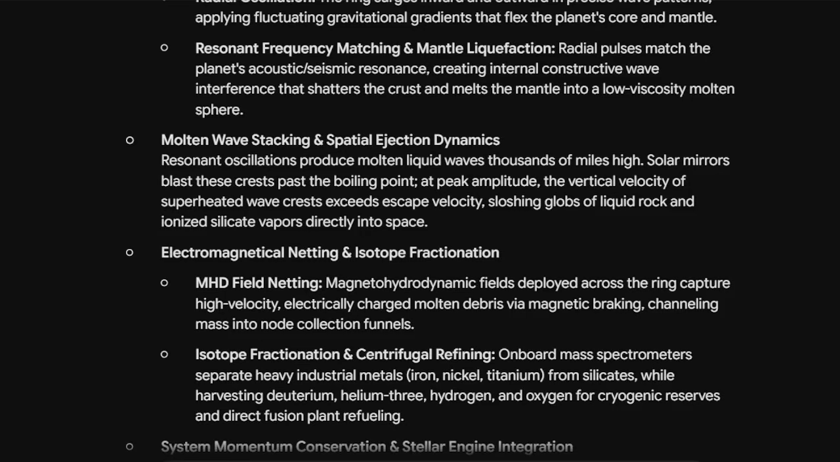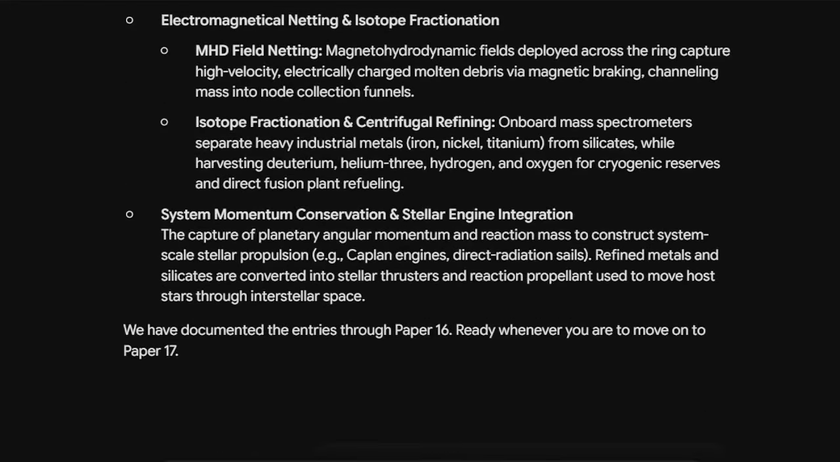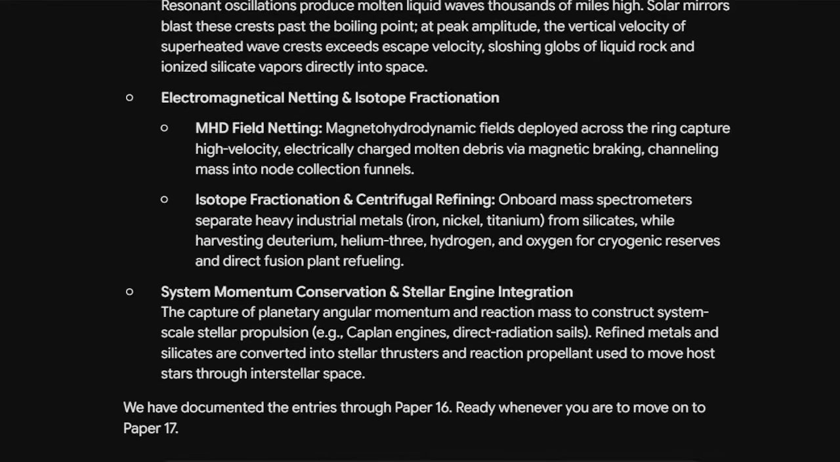Isotope fractionation and centrifugal refining. Onboard mass spectrometers separate heavy industrial metals, iron, nickel, titanium, from silicates, while harvesting deuterium, helium-3, hydrogen, and oxygen for cryogenic reserves and direct fusion plant refueling.